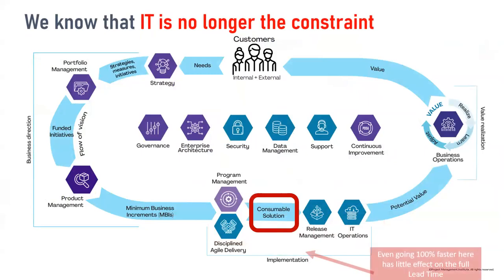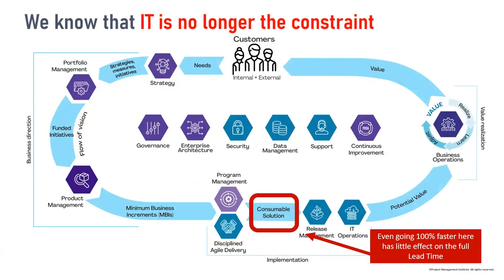because we know that IT never was really the constraint. If you looked at an enterprise value stream from beginning to end from a customer perspective, although this is not relative to time spent, the part where agile teams would work in disciplined agile delivery or any kind of agile delivery, working on consumable solutions, is actually a very small part of the overall equation.